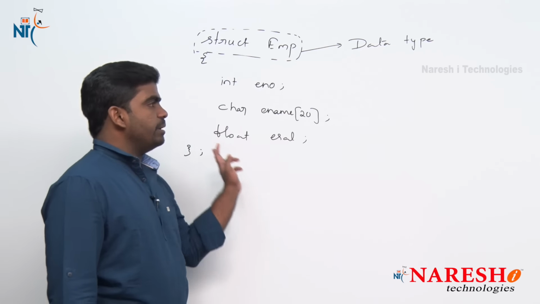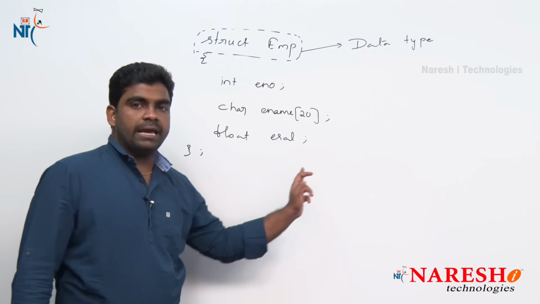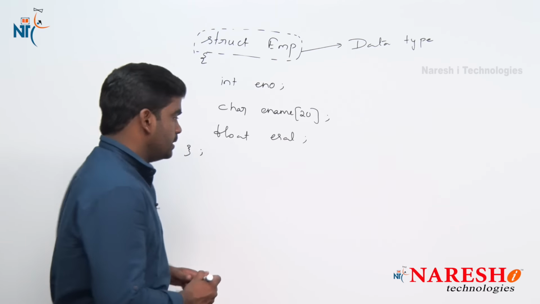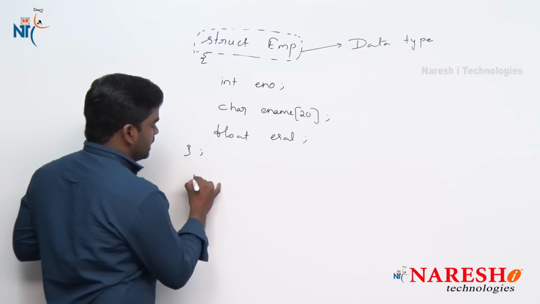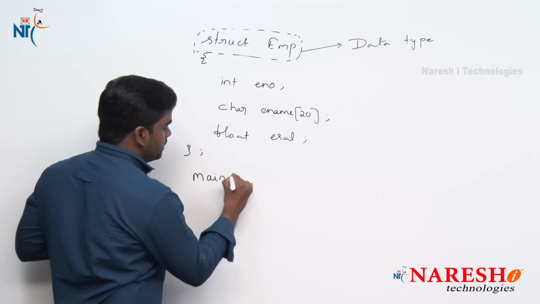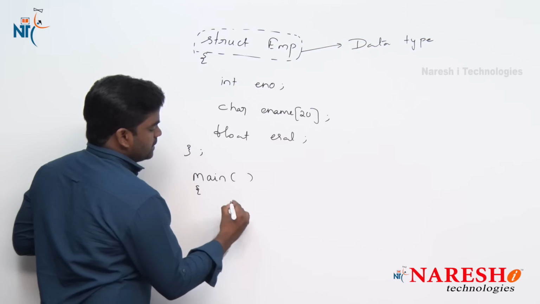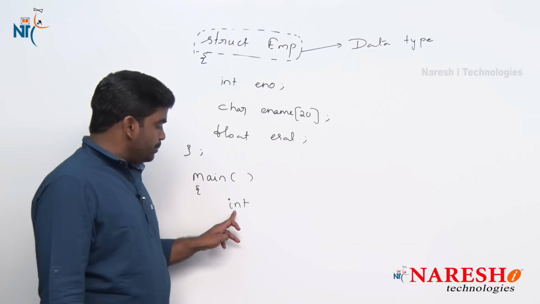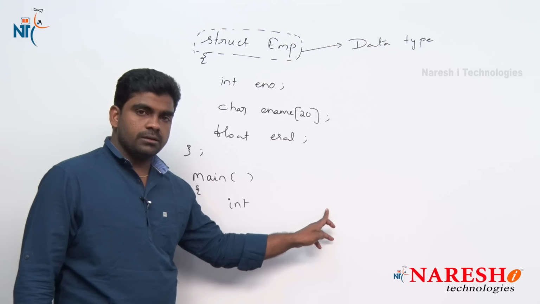Sir, when will it get memory allocation? How do we need to allocate the memory to this one? We need to create a variable. For example, in the main method, I am writing only int. Is there any proper meaning to this instruction?